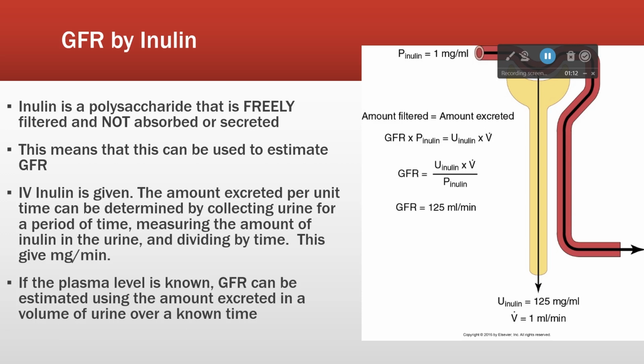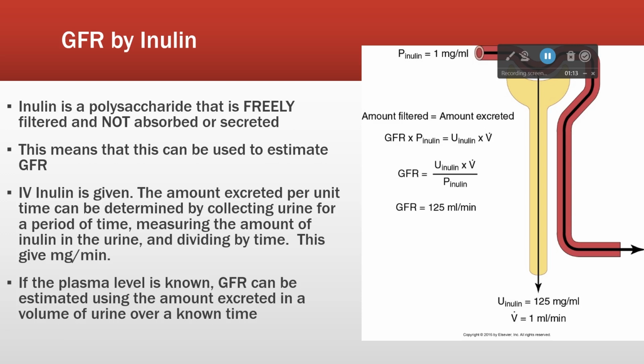Now, this isn't a naturally occurring molecule. We give patients inulin. So the way this test works is we measure a particular amount of inulin. We give the patient that inulin over a particular amount of time. Then we measure how much inulin appears in their urine, and we can do a little math.